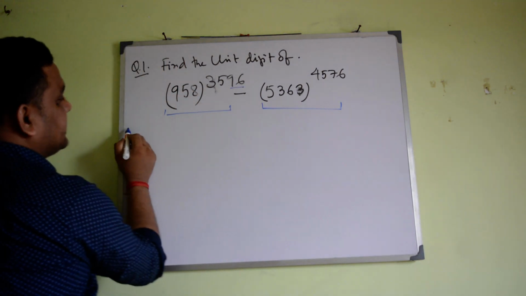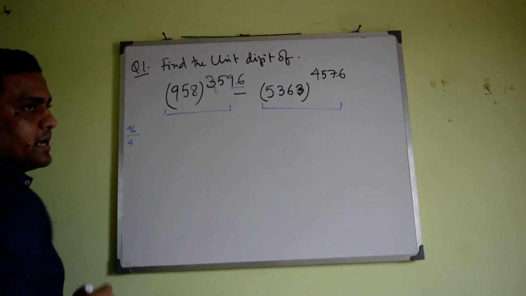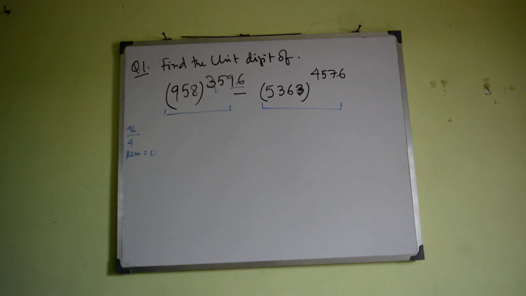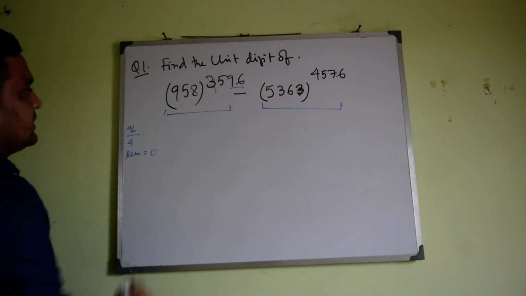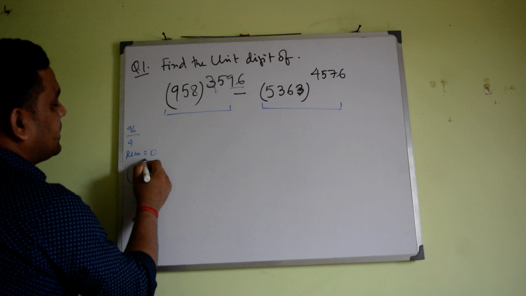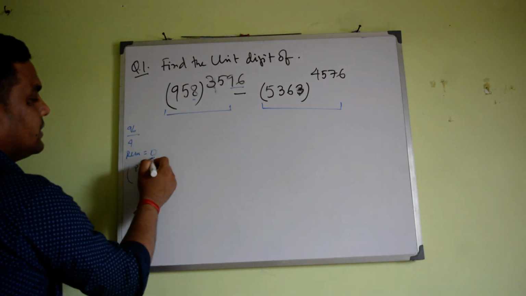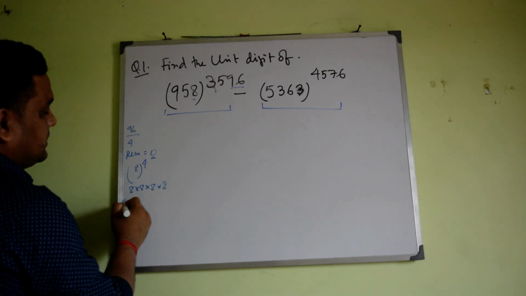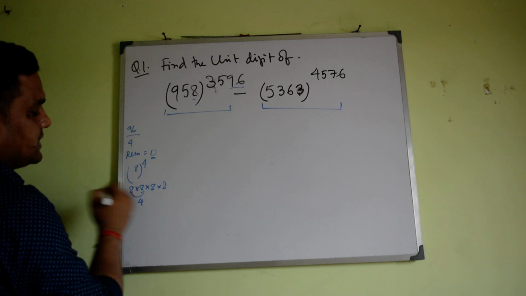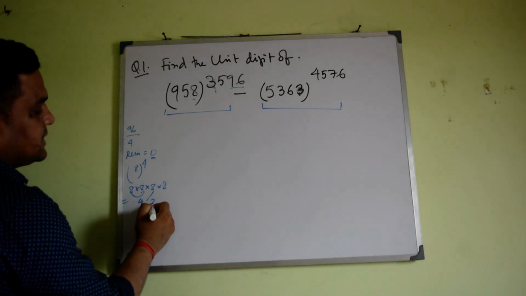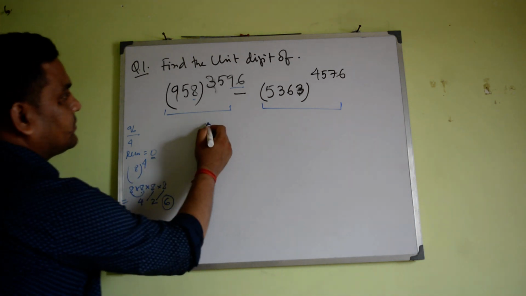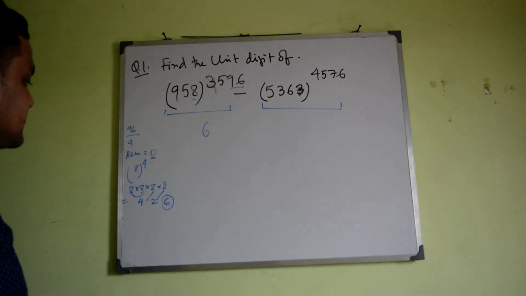So here 96, you just write 96 divided by 4. So remainder is equal to 0 because 4 into 24 is 96. So what is your unit digit? 8 to the power 4, last digit of 8 to the power 4. If the remainder is 0, then 8 to the power 4 means 8 into 8 into 8 into 8. So 8 cross 8, 64, you just take 4. 4 into 8, 32, you just take 2. 8 into 2, 16, you just take the last digit.